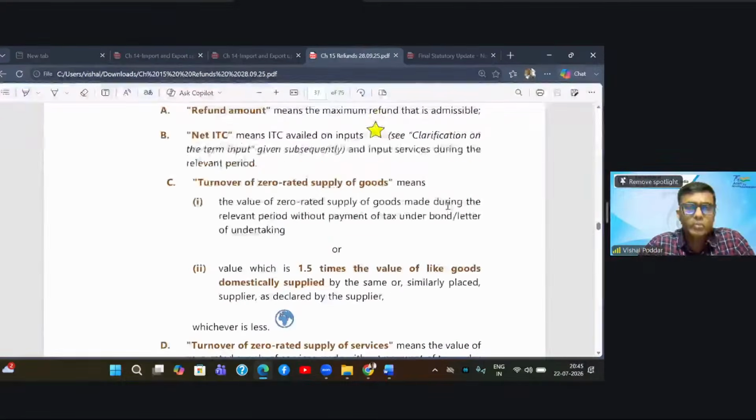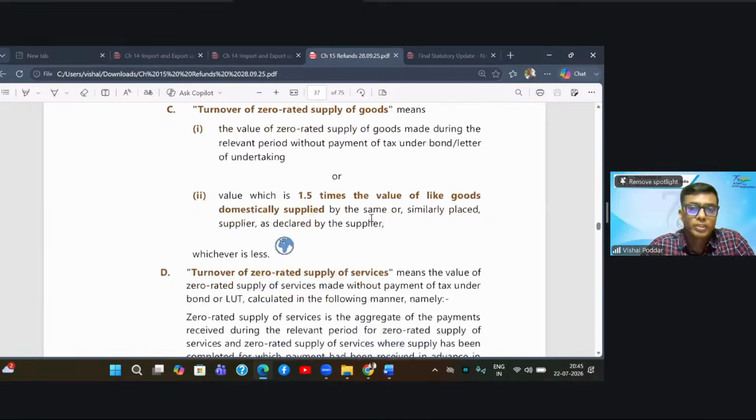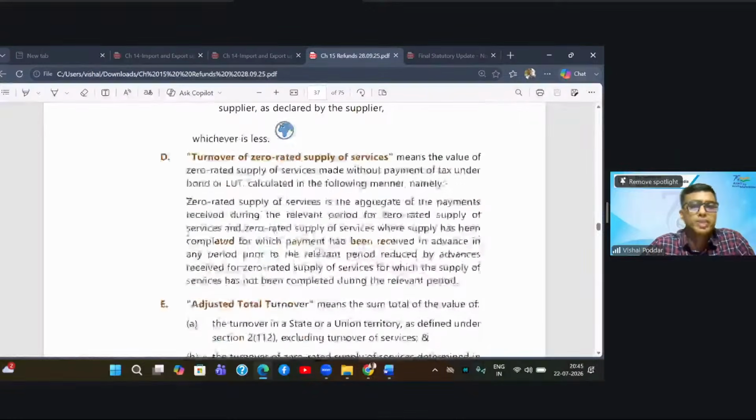So that is how you'll get the proportionate refund of your ITC, which is applicable towards the export. Correct. Now there are some inbuilt restrictions and conditions. So the turnover which you are taking in the numerator for zero rated supply of goods will mean the value of zero rated supply of goods made during the relevant period on which you have not charged GST, or value which is 1.5 times the value of same goods which you have supplied domestically, whichever is less.